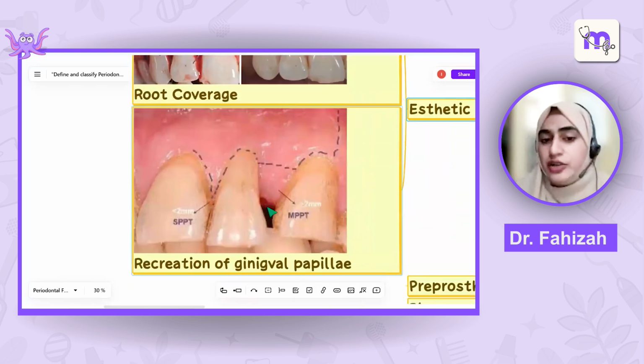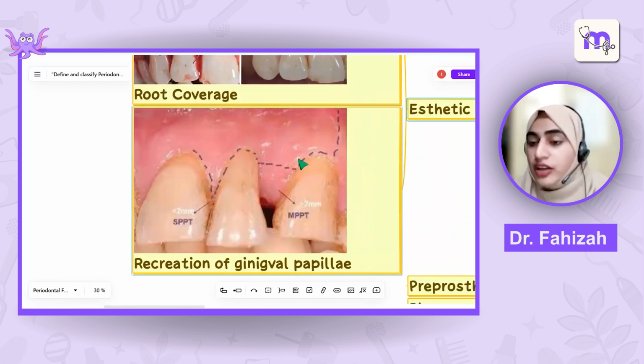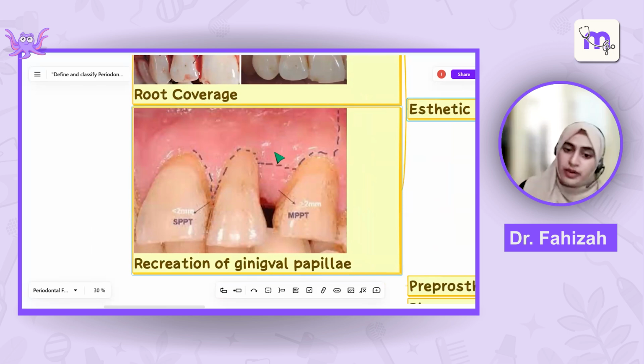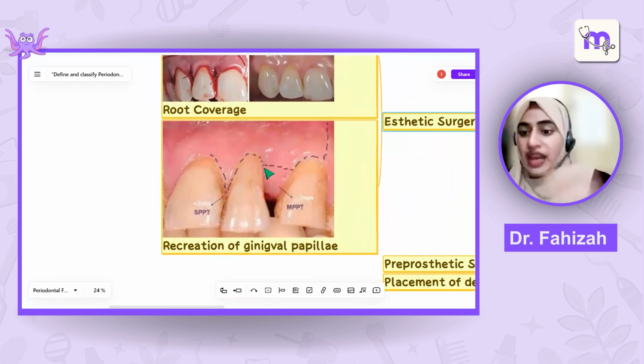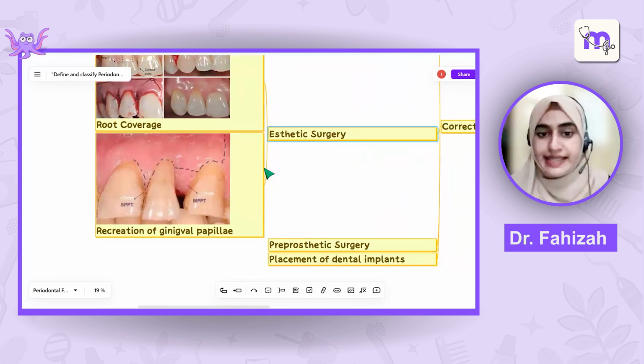Then comes your recreation of the gingival papilla. So here you'll be doing some kind of bone grafting or collagen membrane placement where the recreation of the papilla happens. So that comes under your aesthetic surgery.